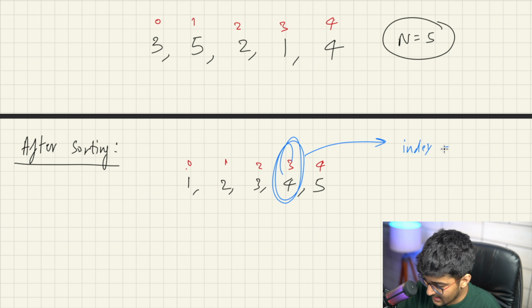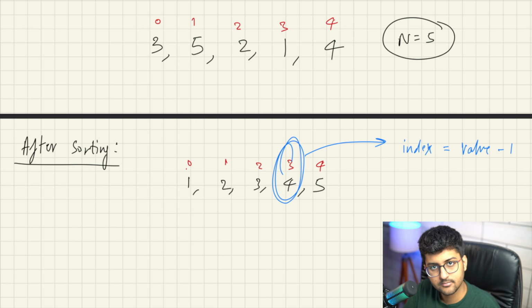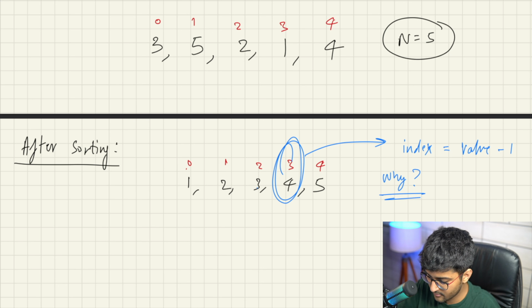the index is actually equal to value minus 1. That is correct. Index 2 will contain 3. If the value is 2, it will be at index value minus 1, meaning 1. If the value is 5, it will be at index 5 minus 1, which is 4. Why? Because the index starts from 0.